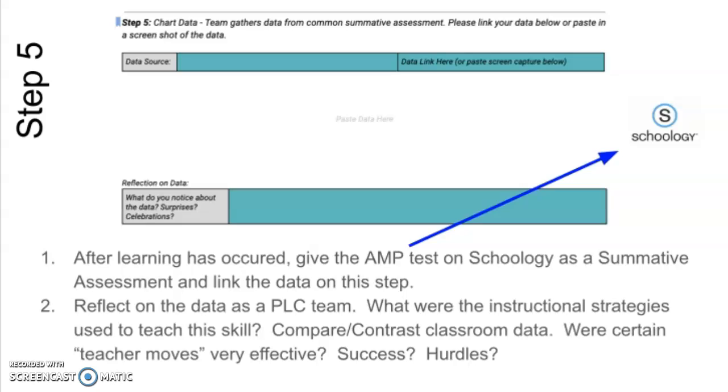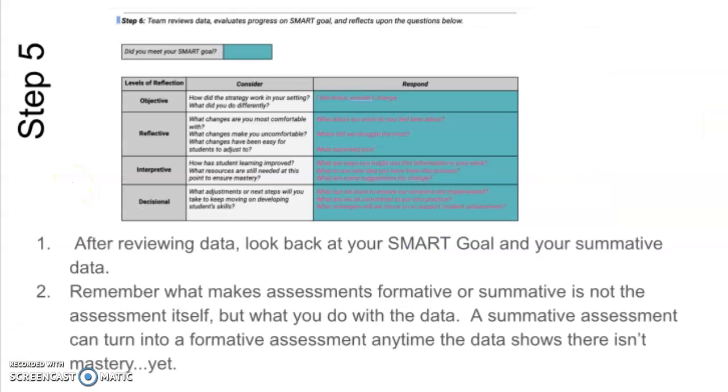Compare and contrast the classroom data again. What were the teacher moves? Are there some that are effective? Are there some that weren't as effective? What kind of hurdles did you encounter? Here, the conversation is very, very important, much more so than anything else. Again, you have an opportunity to link in screenshots or links to data, hopefully making that process a little bit more streamlined for you. After you've done step 5, we're going to go into the final step.